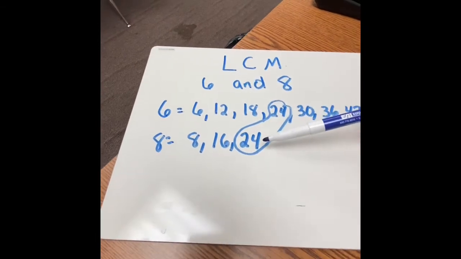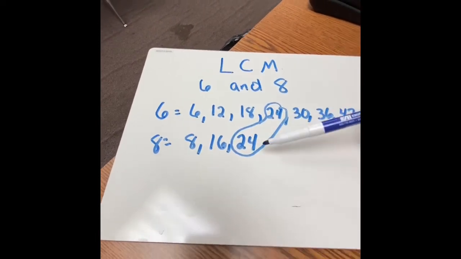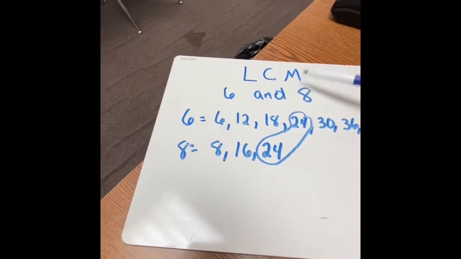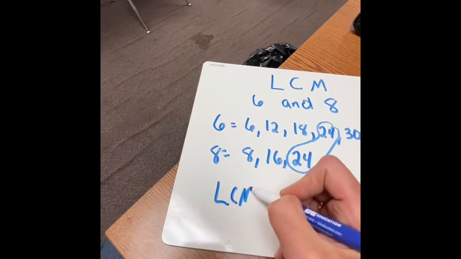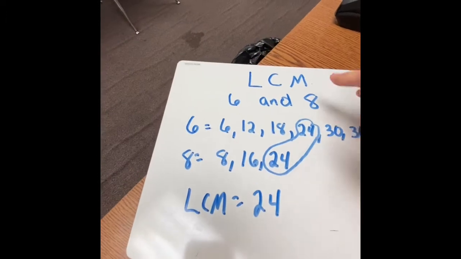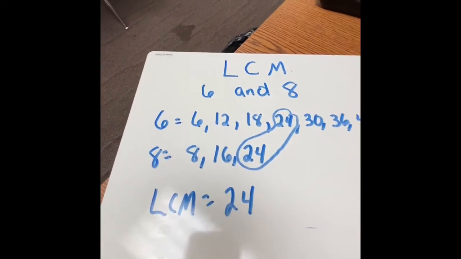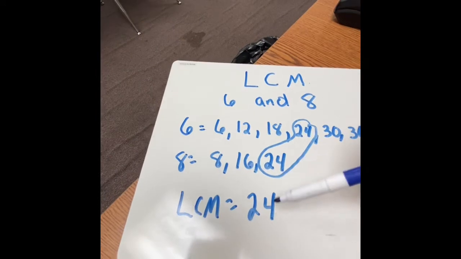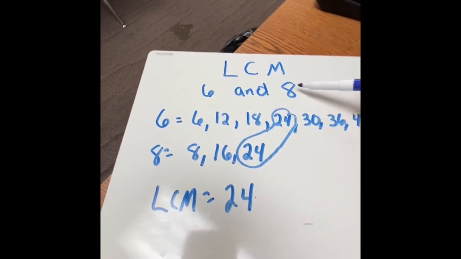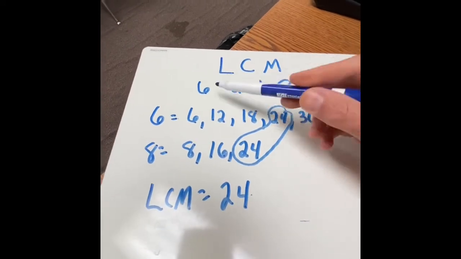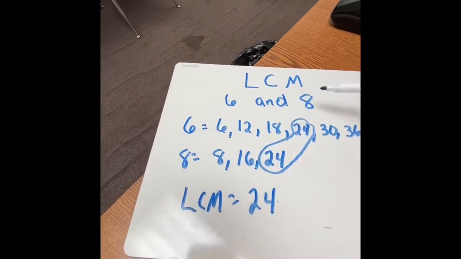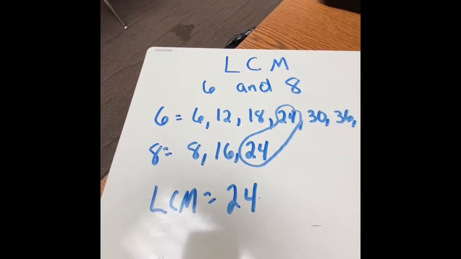6 divides into 24 4 times. 8 divides into 24 3 times. So, least common multiple would be 24. Notice 24 is greater than the 6 and the 8. To be an answer, it has to be greater than or equal to the largest number, which would be 8 in this case. 8's larger than 6. 24 is larger than 8. So that tells us that it's a possible answer.